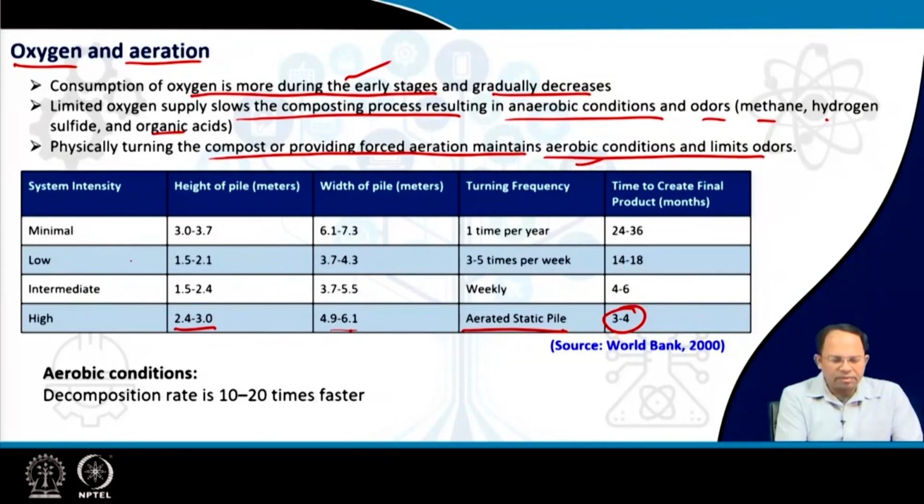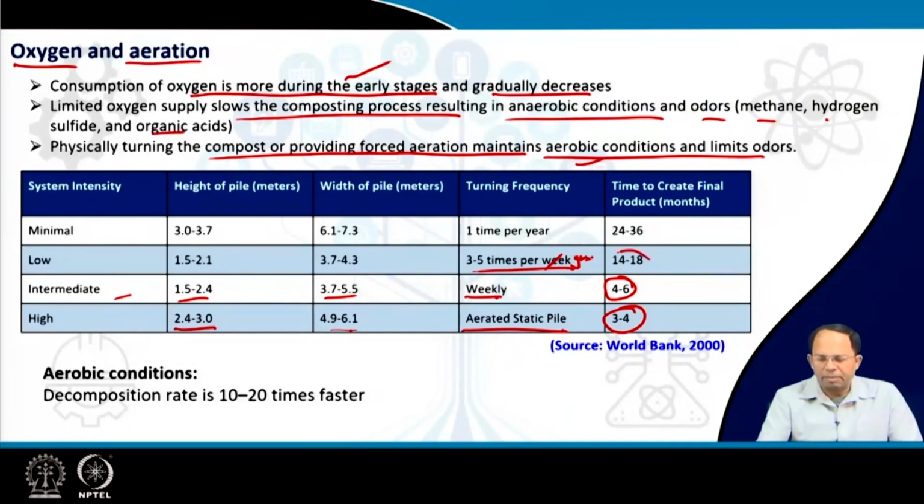Whereas in case we go for lower intensity of turning or introducing air, in that case you can see that for intermediate, this weekly turning, that is we turn it once a week, it takes around 4 to 6 weeks. And in this case you see that the height of the pile is less and also the width of the pile is less. And in case it is a low turning frequency, that is 3 to 5 times per year, right?